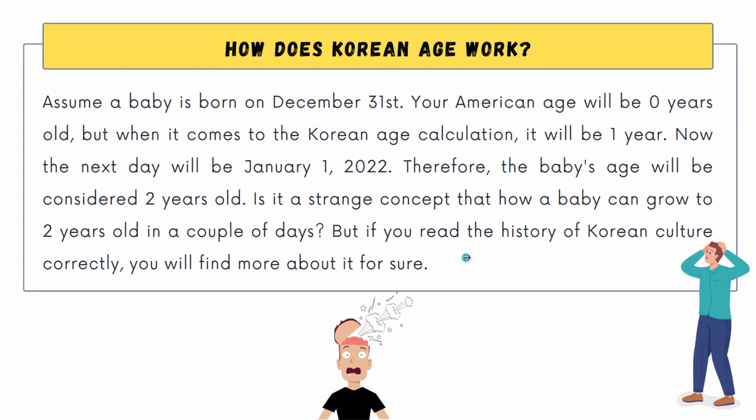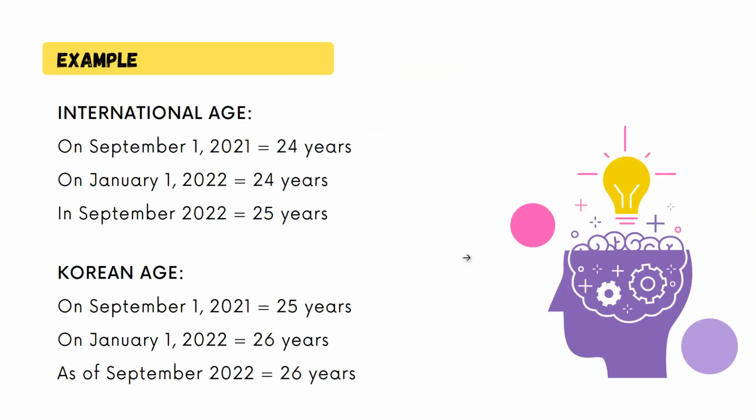If you want to know more about the history of Korean culture, you can find out more about it for sure. But this is what actually happens. So here we have an example of how the international age works and how the Korean age works.